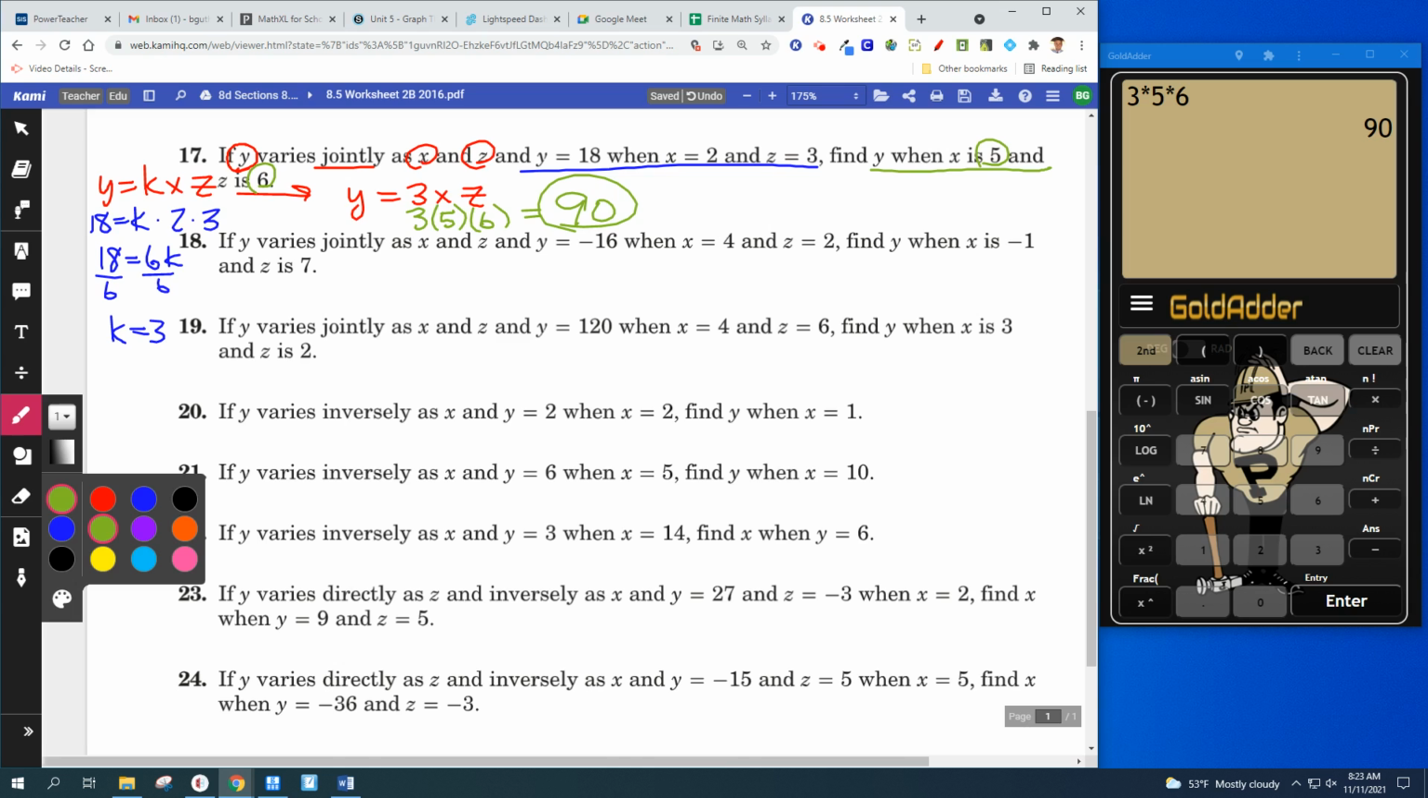Yeah, we're finding y. So y equals 90. Right. Y equals 90. Okay.